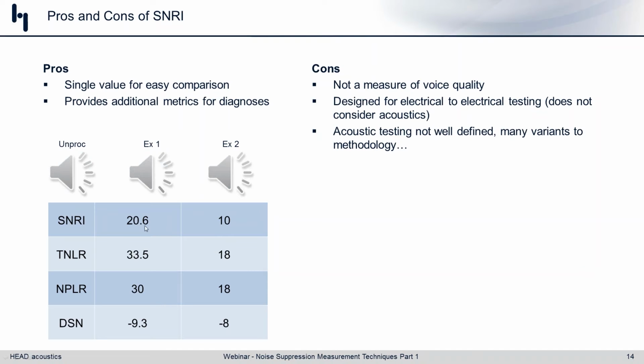Remember, SNRI is the total, hey, how well did we improve the signal-to-noise ratio? The TNLR, we're looking for the total attenuation in all the silence bits. The NPLR, we're just looking for the attenuation during the active speech and the silences between words during active speech. And of course, DSN, that was the balance between total SNRI and the NPLR. So let me play these three, and you can get a sense of what the metric is telling us.